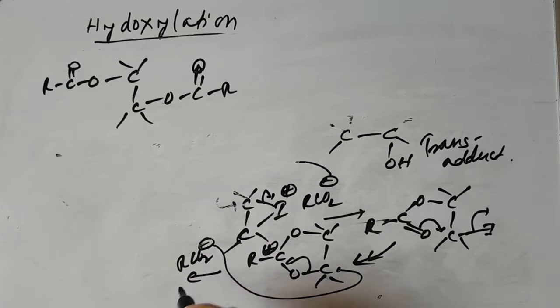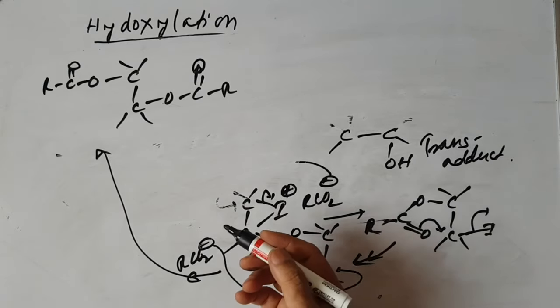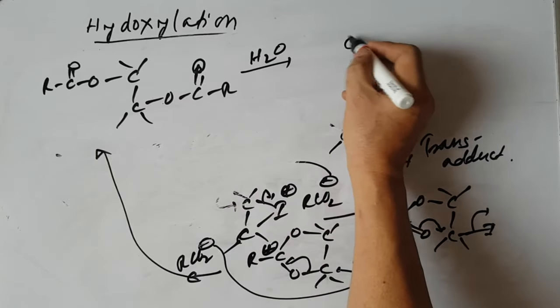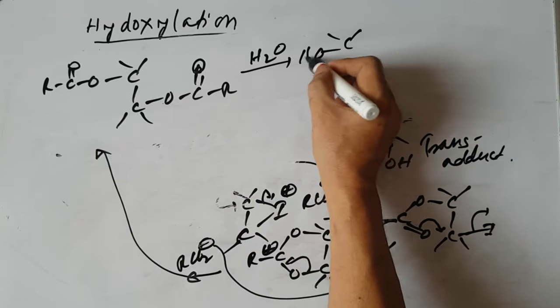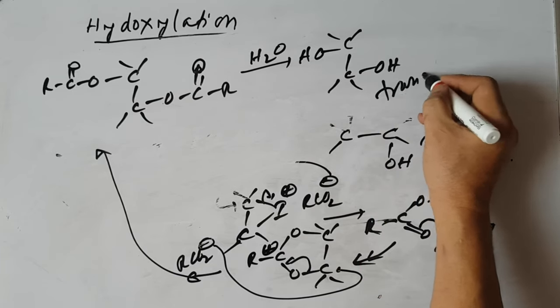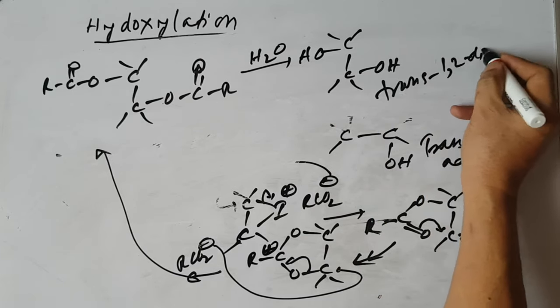So like this, it's coming here. So we got this product. After hydrolysis with water, we got this trans product. This will become OH, and this becomes OH. So trans 1,2-diol. So this is the mechanism.